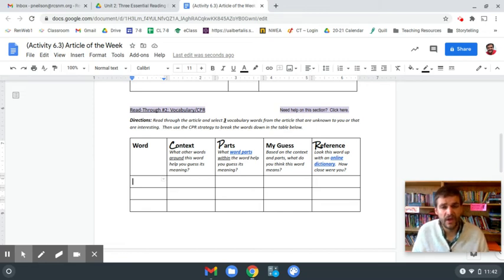Remember, in read through number 2, we're focusing on vocabulary. And we're looking for either unfamiliar words to us or maybe words that are just really interesting. And we're going to put them here in our table and we're going to use the CPR strategy to break them down. And just to remind you, the CPR strategy reminds you to take a word and first start with the context, looking for clues around the word that might help us know what it means. Then looking inside the word at the parts, and then finally making a guess about what we think the word might mean, and then looking it up in a reference tool to compare what our thinking was with what the word's definition actually is. So let's do that together.